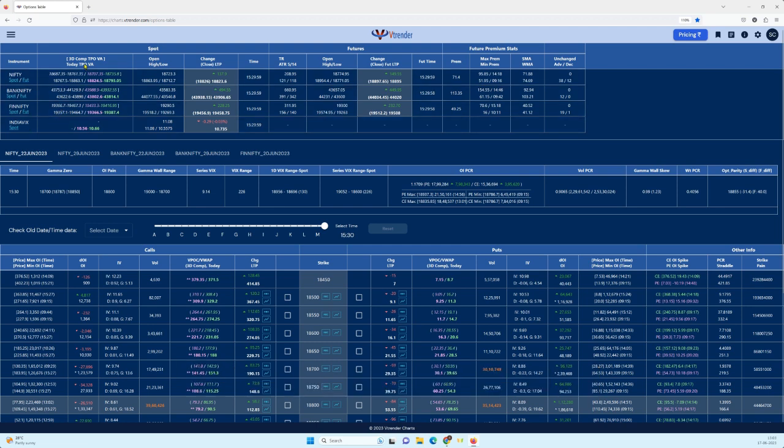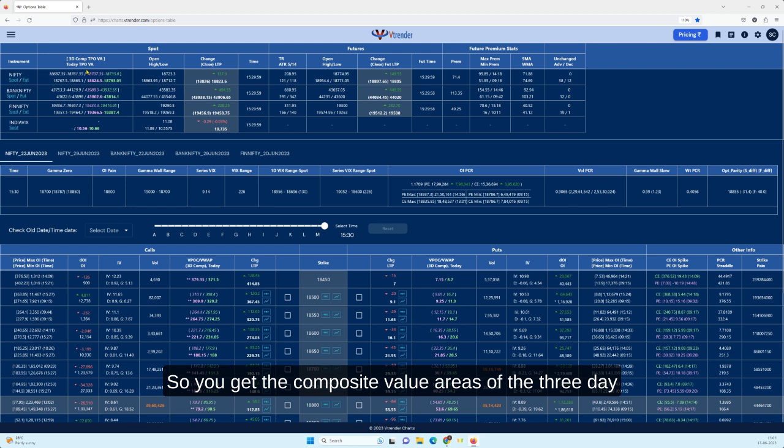And we work with the weekly settlement over here. So you get the composite value areas of the 3 day as well as today over here, the open, high, low, close, change, LTP, the time, the trading range, the open, high, low, close, and the change of the futures as well, and the time at which the premium, etc., is over here.